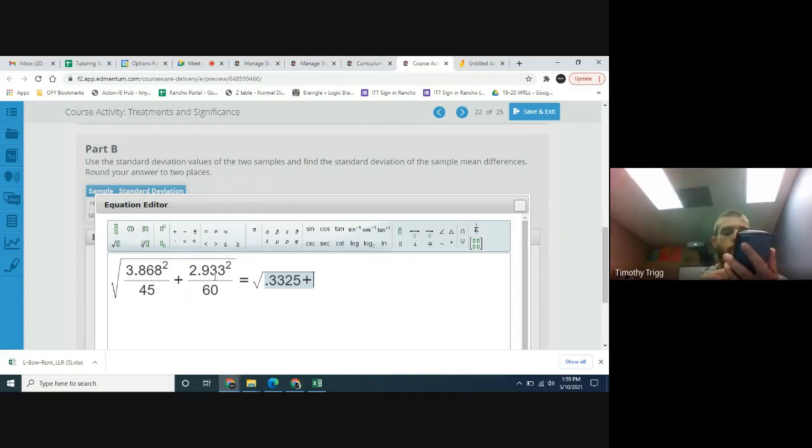So 2.933 squared divided by 60. 14.34. Make sure you're rounding correctly there as well. Let's go ahead and add those together.